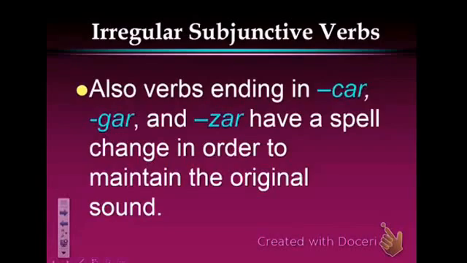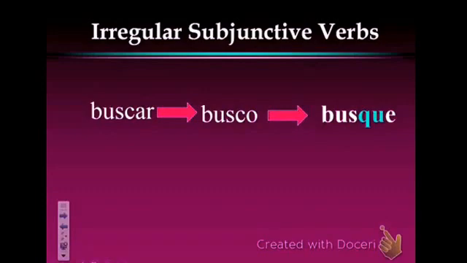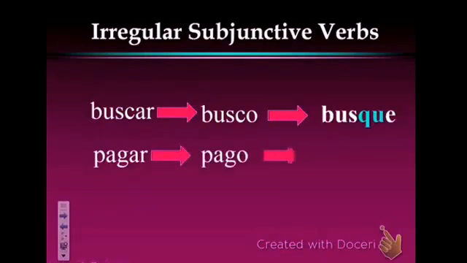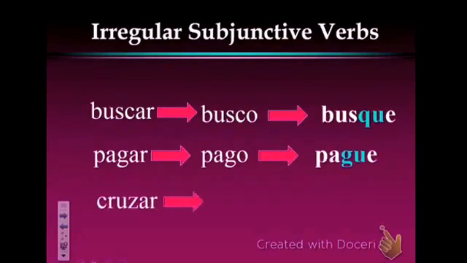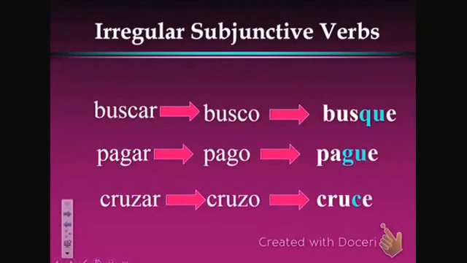Also, verbs that end in car, gar, zar have a spelling change in order to maintain the original sound. You should remember that from last year. Buscar, in the yo form, busco. Subjunctive, busque. QU, remember C's go to QU. Pagar, the present tense yo is pago, but this is a gar verb, so it's going to go to pague. Cruzar, the yo form, present tense is cruzo, but to maintain the sound, it's going to become cruce.